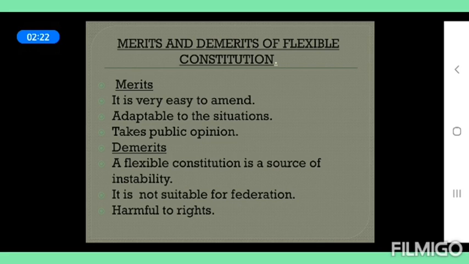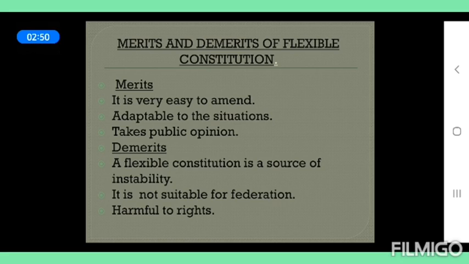And number 3 is that it takes public opinion into account, students, because it is adaptable and flexible and makes changes in the constitution accordingly. We can also add here that it has the ability to change easily in accordance with changes in the social and political environment of the society and the state. So these are the merits of flexible constitutions.